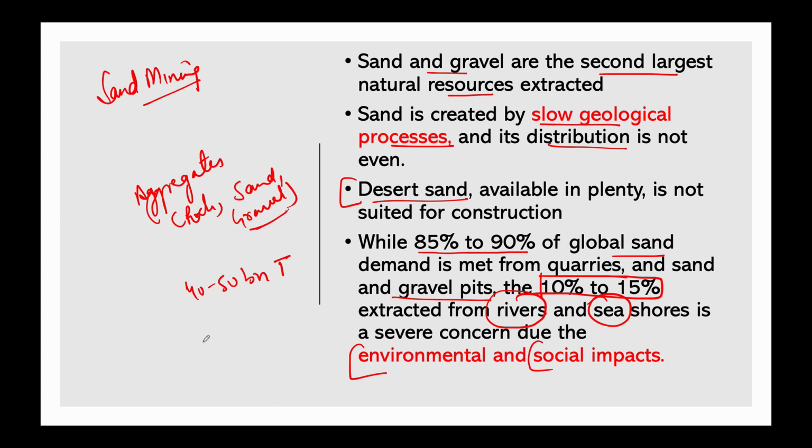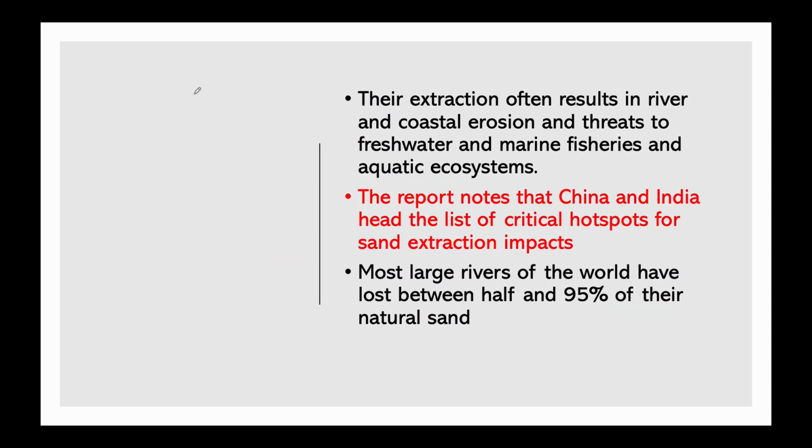So the construction industry consumes over half of this and will consume even more in the future. So there are definitely lots of hazards regarding this. If we talk about hazards of excessive mining, their extraction often results in river and coastal erosion, which is very dangerous for the environment, and there are threats to freshwater and marine fisheries and the aquatic ecosystem. There will be instability of river banks, which will lead to increased flooding and lowering of groundwater levels.